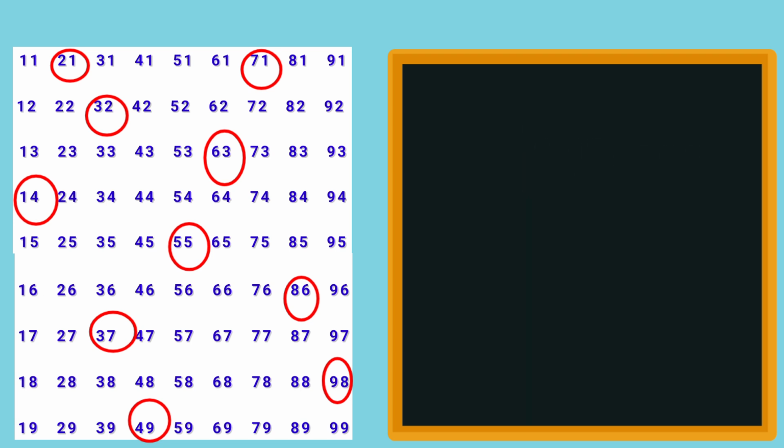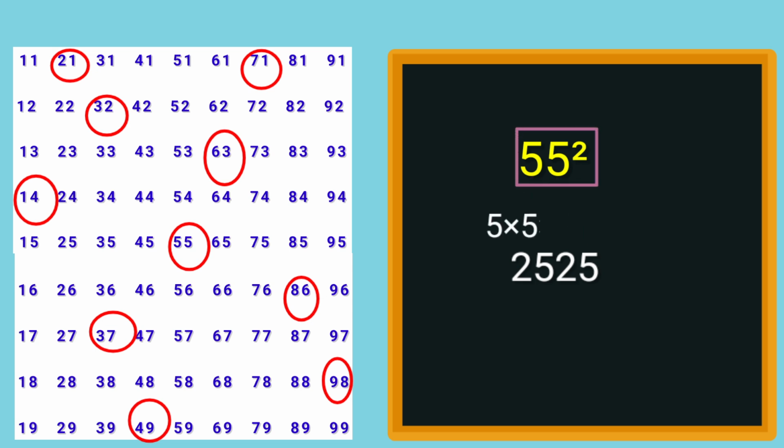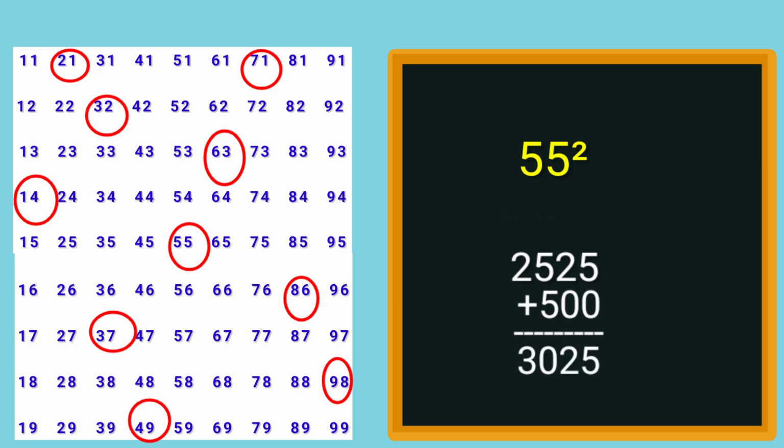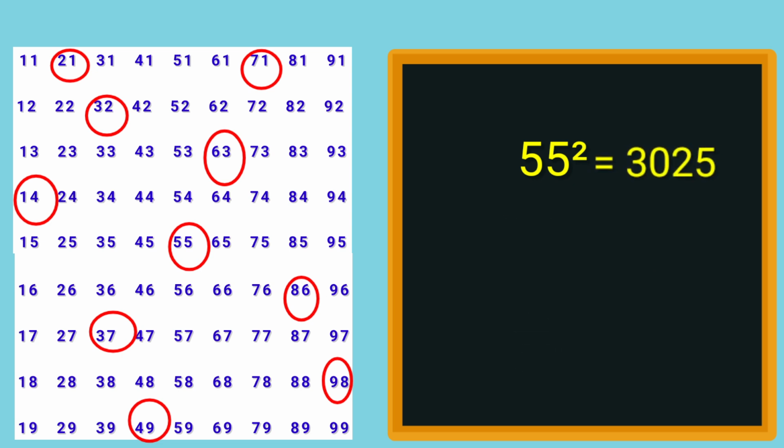Next number is 55. Let us find 55 square. We have to first write squares of both digits. 5 square 25, 5 square 25. Let us now multiply the numbers seen. 5 into 5 into 2, that is 25 into 2, 50. We have to place one more 0, it becomes 500. This 500 will be added to squares written below. It gives us 3025. 55 square equals 3025.